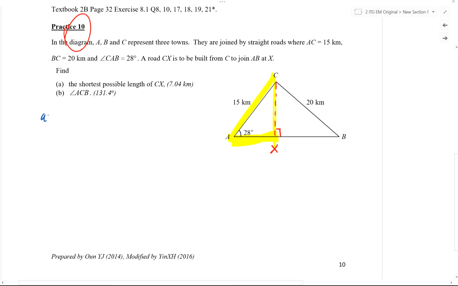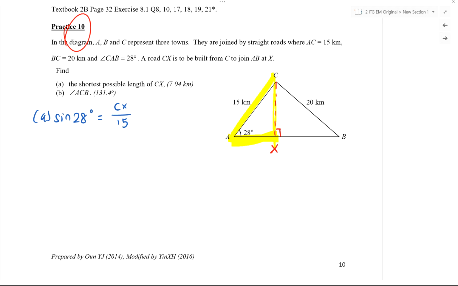Sine. So part A, sine 28 degrees equals CX over 15. This is the minimum working I must see. Anything less than this, you will be penalized. Now sine 28 degrees is just a number. Calculator, check that you are in the correct mode. Over here I got the letter R, so I need to switch to degree mode. Okay, now there's the letter D, so I'm in degree mode.